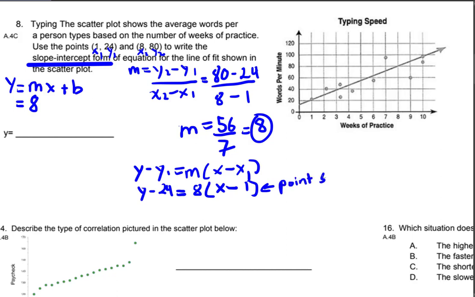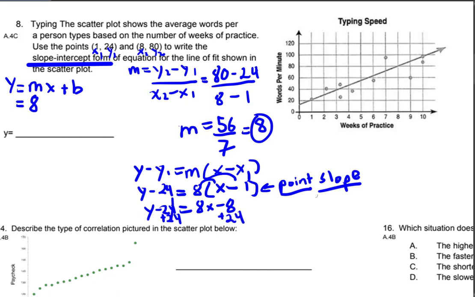It's labeled as such because it has two key pieces of information. It has a point and it has a slope. So my point I would get from these and my slope I would get from there. Now I need to convert it to y is equal to mx plus b, and I do that by solving for y. First step, I'm going to distribute in my 8. I get 8x minus 8 is equal to y minus 24. I'm going to add 24 to both sides.